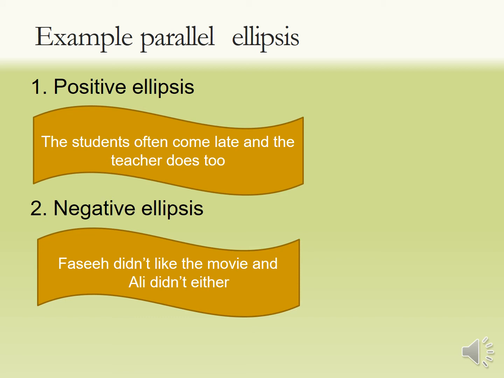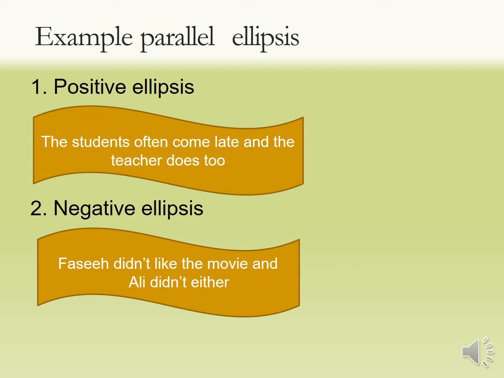First of all, let's talk about parallel ellipses. In parallel ellipses, we can see positive ellipses: the students often come late and the teacher does too. Here the concept of late is associated with students, but also associated with the teacher. But the words come late are omitted from the statement.